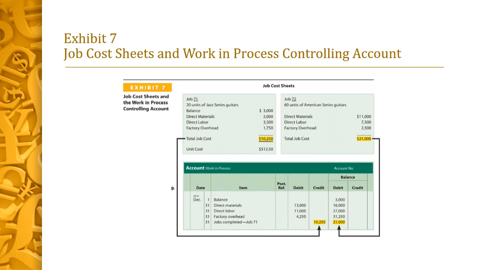$512.50. That's $10,250 divided by 20 per guitar. After completion, Job 71 is transferred from work in process to finished goods. Job 72 was started in December but was not completed by December 31, 2016. Thus, Job 72 is still part of the work in process on December 31, 2016. As shown in Exhibit 7, the balance of the job cost sheet for Job 72, which is $21,000, is also the December 31, 2016 balance of work in process.